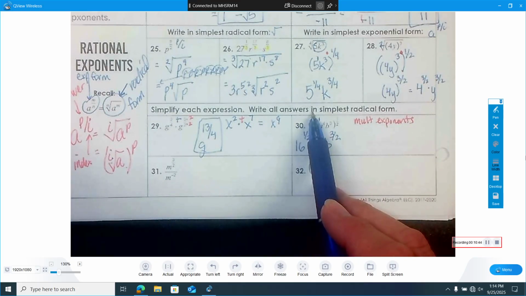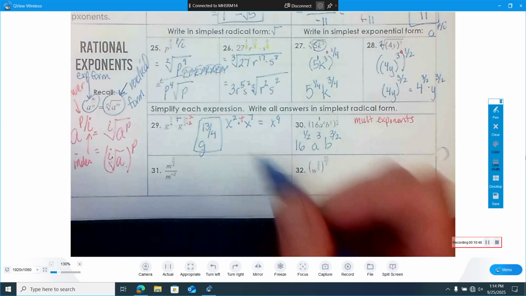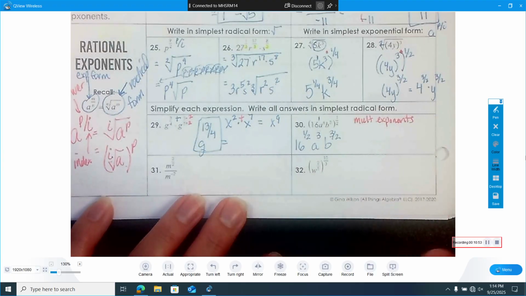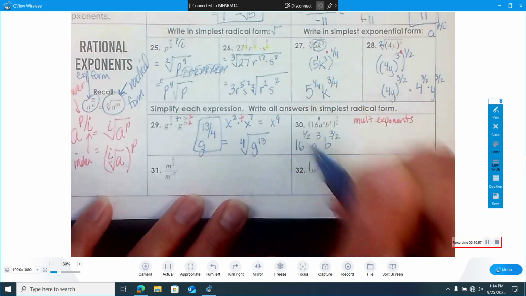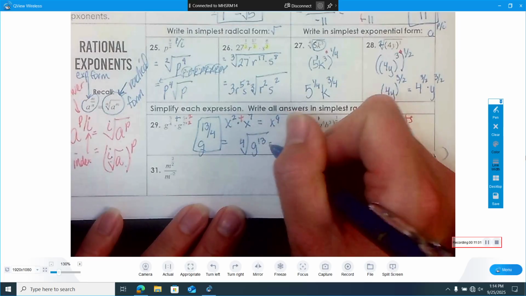Write all answers in simplest radical form. Is this radical form? No, it's not. So radical form, power over index. What's the index? 4. And then g to the 13th is a great way to write that. Oh, but it's not simplified, is it?